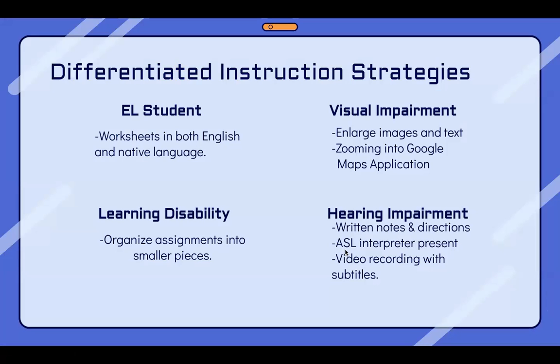So, differentiated instruction and strategies. For EL students, the worksheets will be given in both English and their native language. For visually impaired students, the images and text will be enlarged, and we will help them in zooming into the images on Google Earth. For students with learning disabilities, the assignment will be organized into smaller pieces for them. For hearing impaired students, written notes and directions will be provided to them. An ASL interpreter will be present, and a video recording like this one will be provided to them with necessary subtitles.